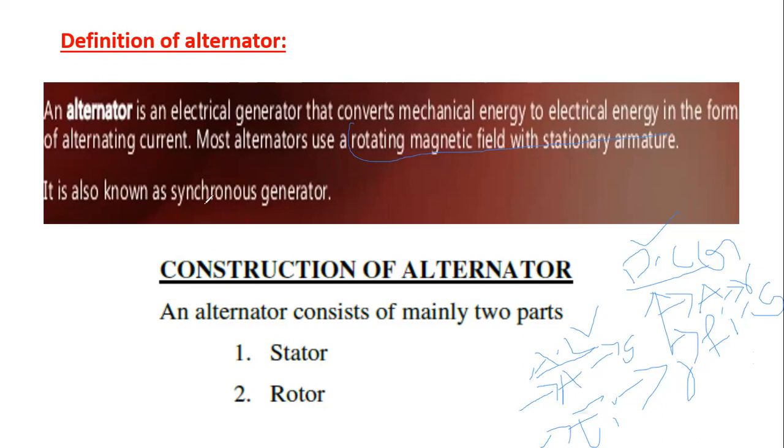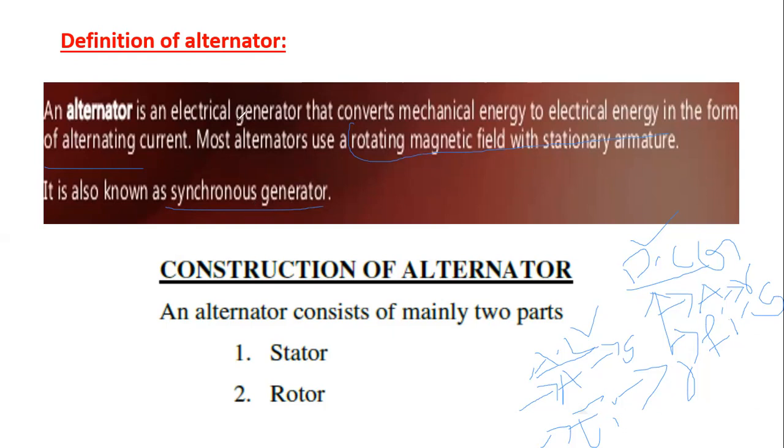Therefore the alternator is also known as the synchronous generator. An alternator is an electrical generator that converts mechanical energy to electrical energy in the form of alternating current. Most alternators use a rotating magnetic field and a stationary armature. Therefore the alternator is known as the synchronous generator.